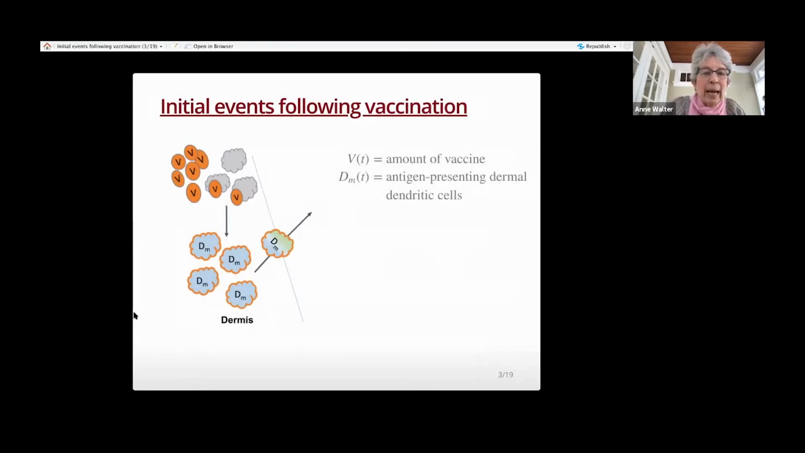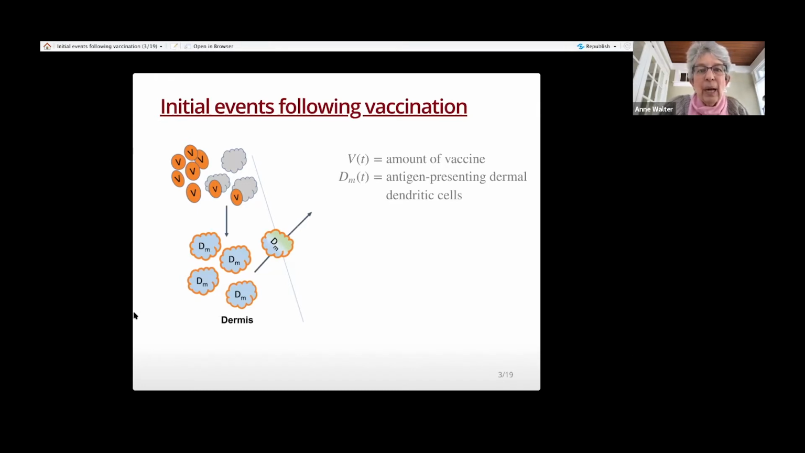So what happens right at the beginning? We have several compartments in our model. Our first compartment is injecting a vaccine. The vaccine gets injected and activates some dendritic cells that then migrate out of the skin where the vaccine is injected to where they're going to activate the immune response.